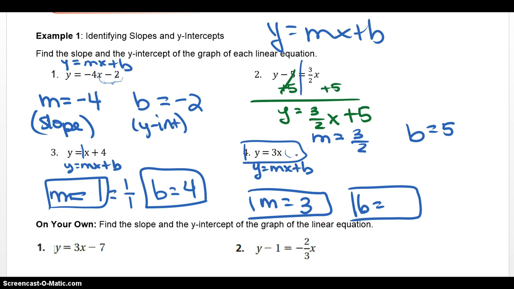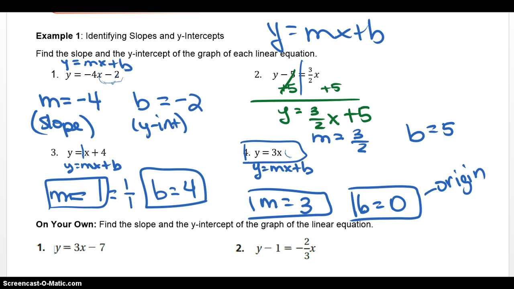Plus what? If it was plus 1, that would show up. It says plus b, plus 0. So b is 0. Okay, so if you don't see a plus or minus anything on the end, then the b is 0. So that means it passes through the origin because the y-intercept is 0.